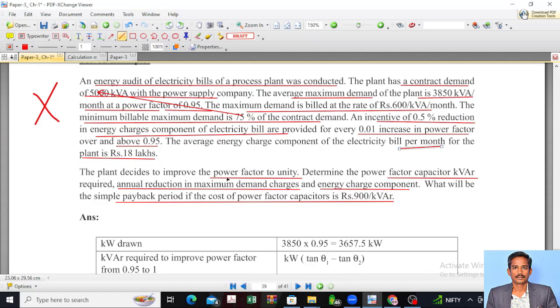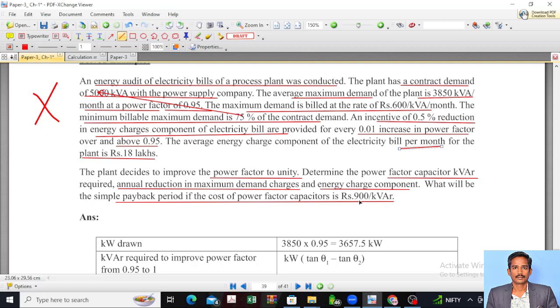Then they decided to improve the power factor from 0.95 to unity, and we need to calculate the kVAR rating, how much capacity we need to add. When we add this capacity, the maximum demand also reduces, then the annual reduction in charges, the installation cost, and then we need to calculate the payback period.